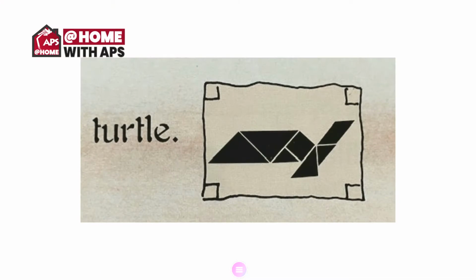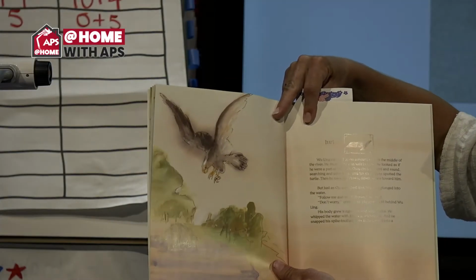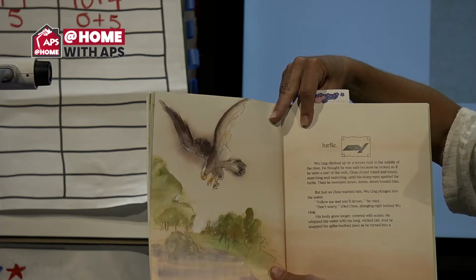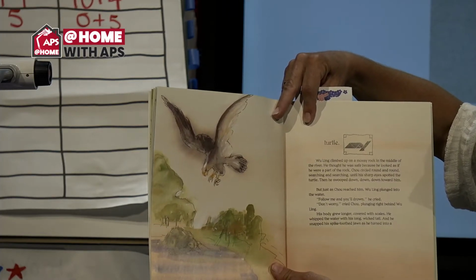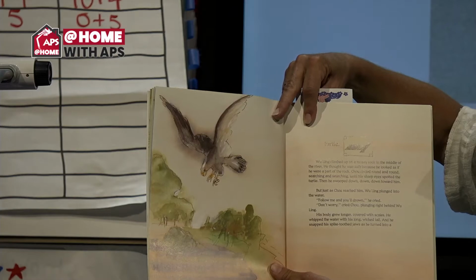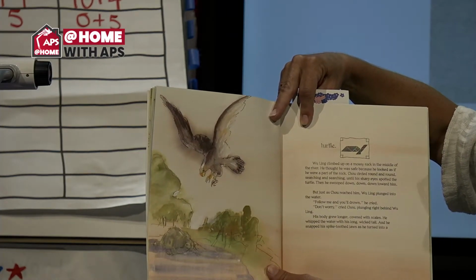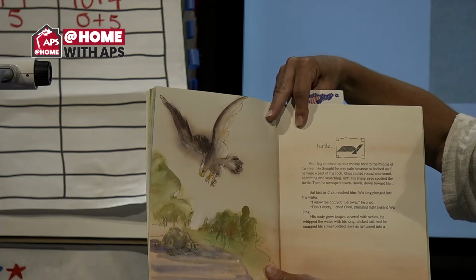That's right, a turtle. Wu Ling climbed up on a mossy rock in the middle of the river. He thought he was safe because he looked like he was part of the rock. Chow circled round and round, searching and searching until his sharp eyes spotted the turtle. Then he swooped down, down, down toward him.